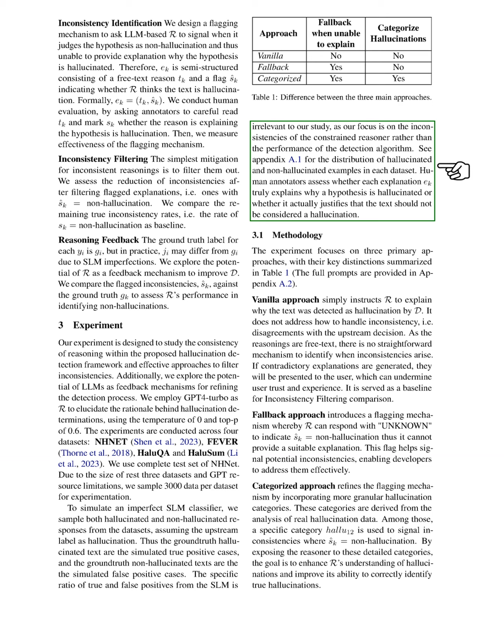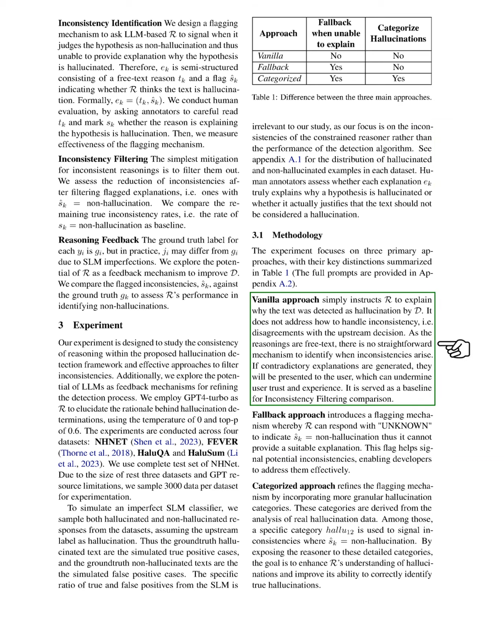Our methodology centers on 3 main approaches, which we summarize in a table. The vanilla approach simply asks our reasoning model to explain why a text was flagged as a hallucination, without addressing how to manage inconsistencies. Since the explanations are free text, identifying inconsistencies can be challenging. If contradictory explanations arise, they may be shown to the user, potentially damaging trust and user experience. This approach serves as a baseline for comparison with our inconsistency filtering methods.